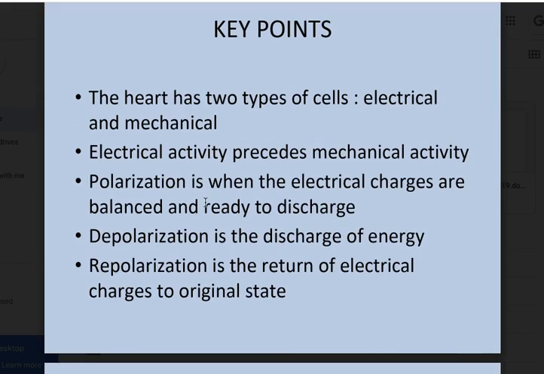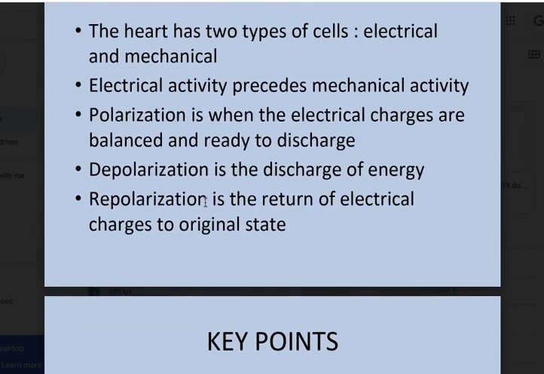And remember, there are also two types of cells within those two functions: conductive cells and contracting cells. Conductive goes with the electrical function, contracting goes with the mechanical function. Electrical activity precedes mechanical activity. Precedes means comes before. So you have to have the electrical activity to have the mechanical activity.